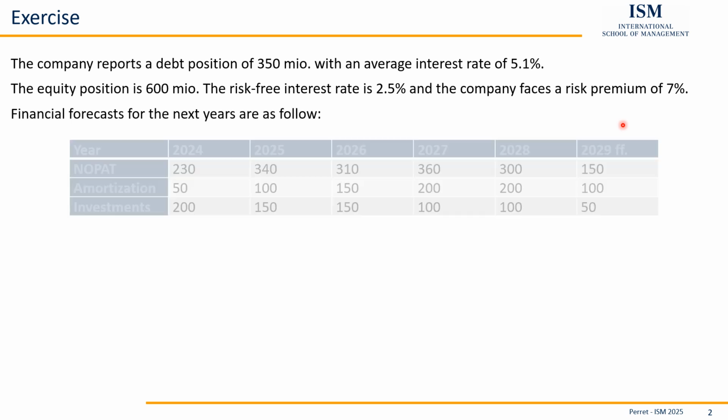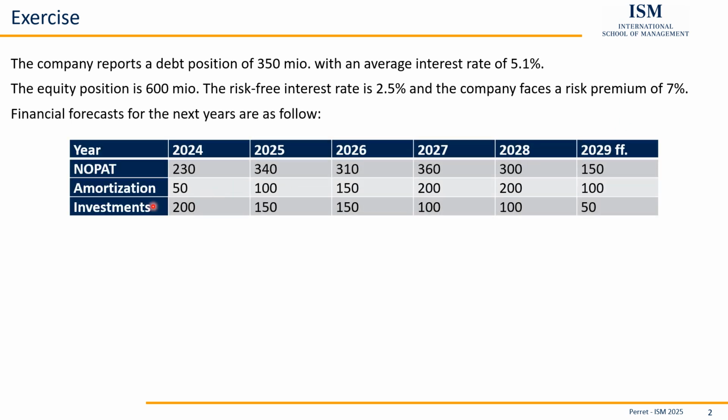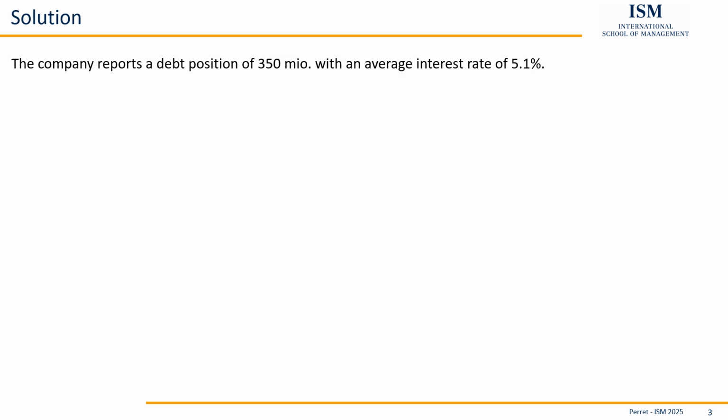Additionally, we have the following forecast for the NOPAT, amortization and investment numbers for the next 5 years in distinct form, and then from 29 onwards continuously for an infinitely long time horizon, these numbers. Based on those numbers, we are asked to first determine the WACC, the weighted average cost of capital, and using this, the entity and equity value. So let's start with the WACC.